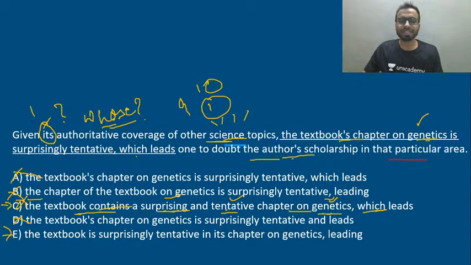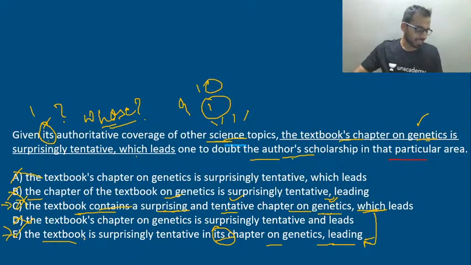That is why we'll eliminate C and we'll go ahead with option E, because we're not confusing the construction by including "which." Alright. The textbook is surprisingly tentative in its chapter on genetics. This very correctly refers to the textbook, right? And leading one to doubt the author's scholarship in that particular area is a very simple construction, right? There is no doubt in the meaning being conveyed by inserting "which." All right. So we'll go ahead with option E here.